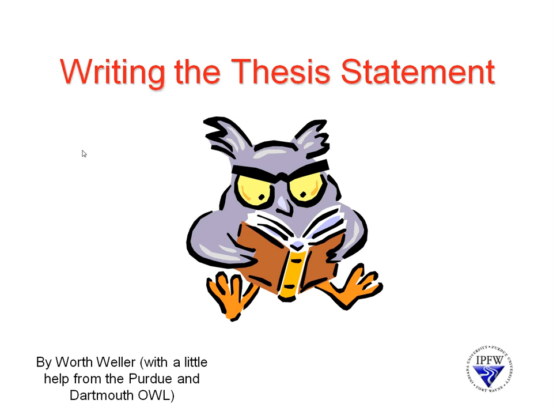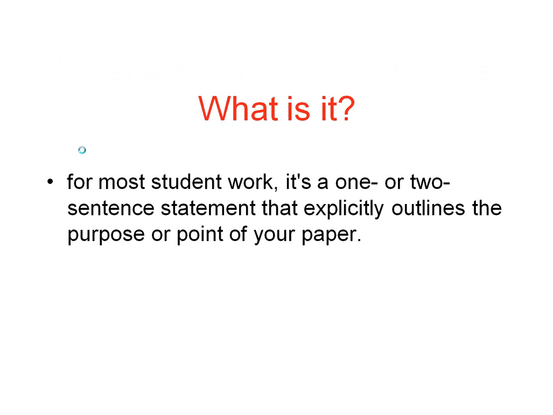How do you write a thesis statement? How are you going to write a thesis statement for the Faulkner essay? Basically, what is a thesis statement? For most student work, it's a 1- or 2-sentence statement that explicitly outlines the purpose and point of your paper. So in the case of the Faulkner paper, you just got to take a position to say, hey, this is what I think about the Faulkner essay in terms of Marxism and feminism. But you're going to state it more academically than that, right?